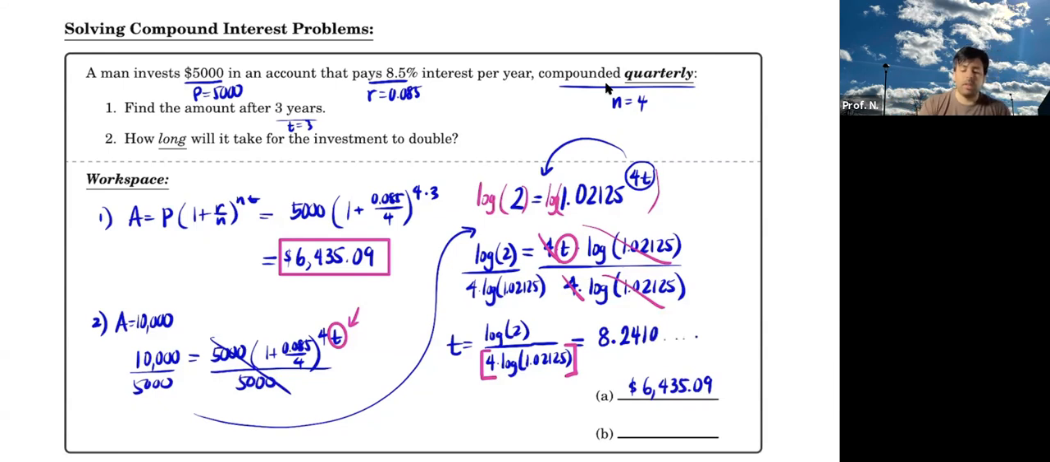And I get 8.2410. So how long will it take? It will take a little over 8 years, approximately 8.24 years.